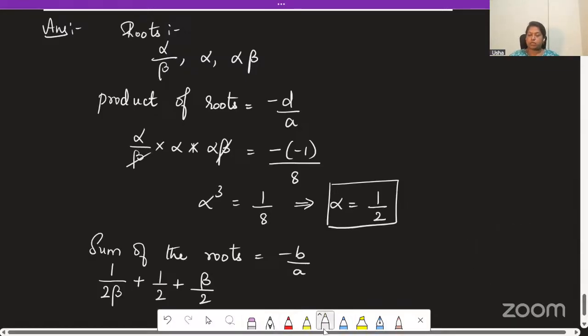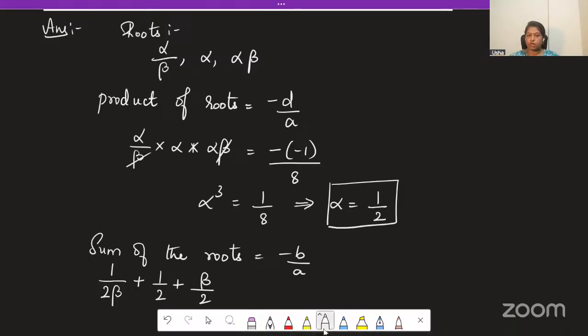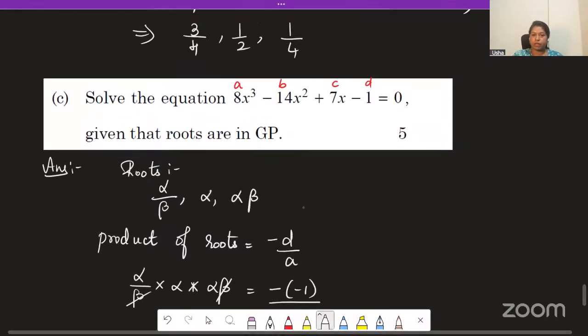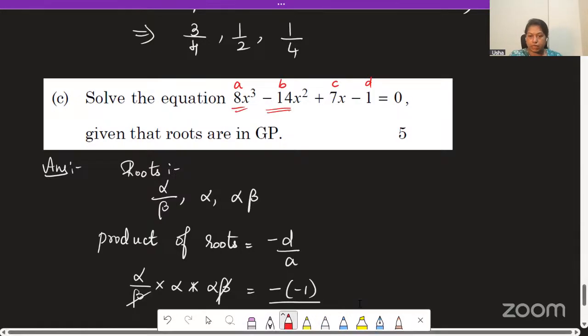If you're good in this simplification, you can directly write this or use the rough column in the side and simplify and write. This is minus. What is b? b is minus 14. Okay. You can see here. b is minus 14 divided by a is 8.